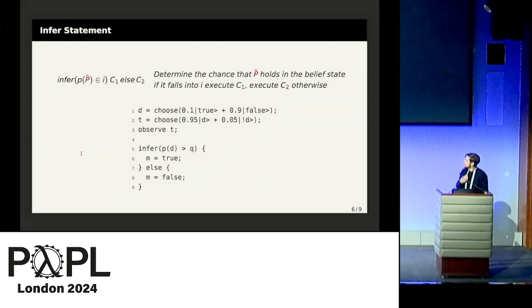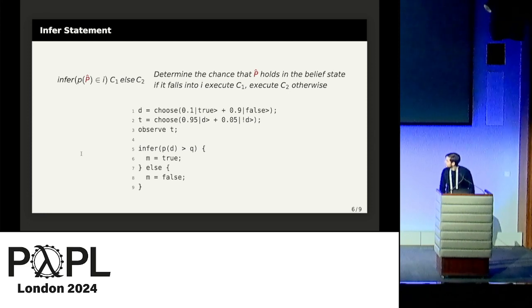So what you do, of course, is you model it as a belief program, and the first step of that is to model the disease, where with a probability of 10%, the patient in this case has the disease. Then we use this imprecise measurement to model a test on the disease, which is correct 95% of the time. And finally, we make our decision with an infer statement, where we estimate the probability that the patient has the disease. And if that probability is greater than some threshold Q, we prescribe medicine, here modeled by setting M to true, and otherwise we don't prescribe medicine, so we set M to false.